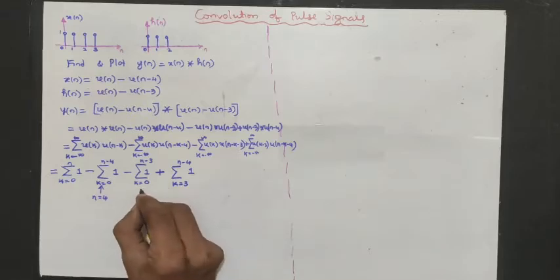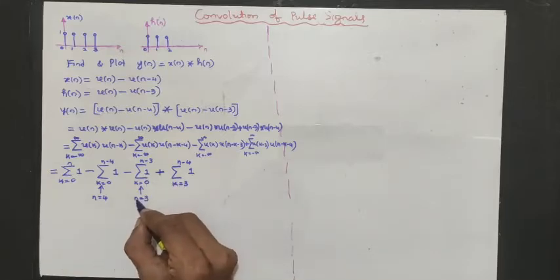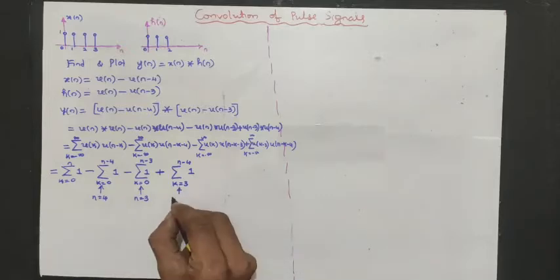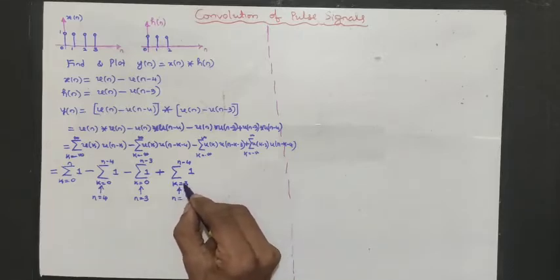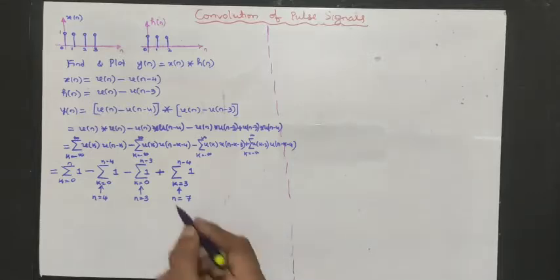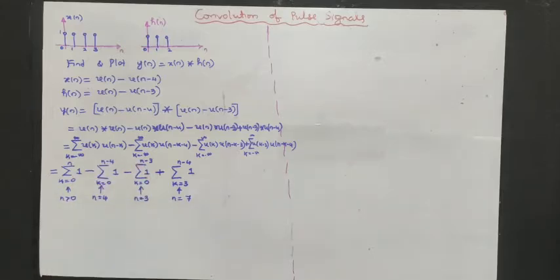What about this term? This comes into picture at n equal to 3. When n becomes equal to 3, only then the term comes into picture. What about this? n equal to 7. Why? Because the starting point is 3, hence you shift it up and it becomes 7. What about this? n greater than 0, this is present everywhere. Now to start with, you have to identify the ranges of y(n).